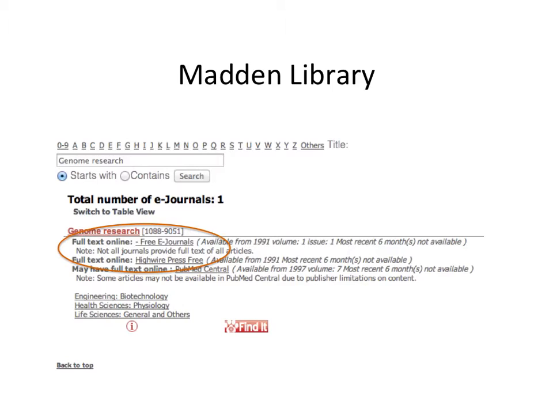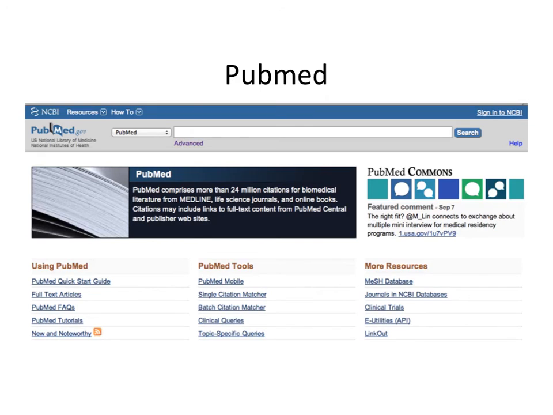But available from 1991, volume 1, issue 1, through 6 months ago. This journal. Some journals, the day it comes out, it's available free online. Some journals, there's a 6-month embargo. Sometimes, who knows? Okay, so you could click on either of those links, presumably, and it would take you to a journal website where you could download the information. That's how I use the Madden library. It takes you to the journal website, and you have to navigate through the journal's website to find the volume, issue, article.